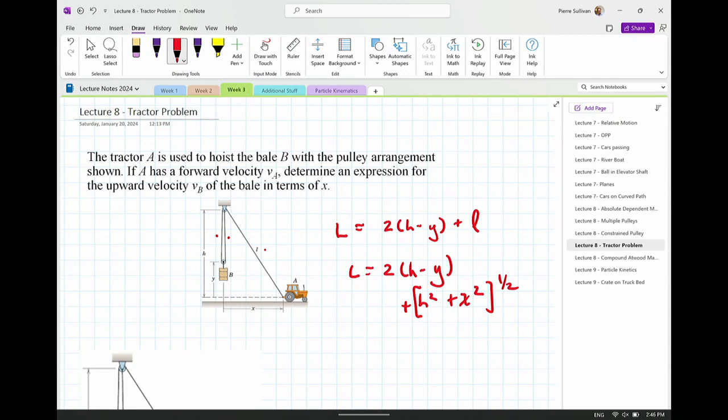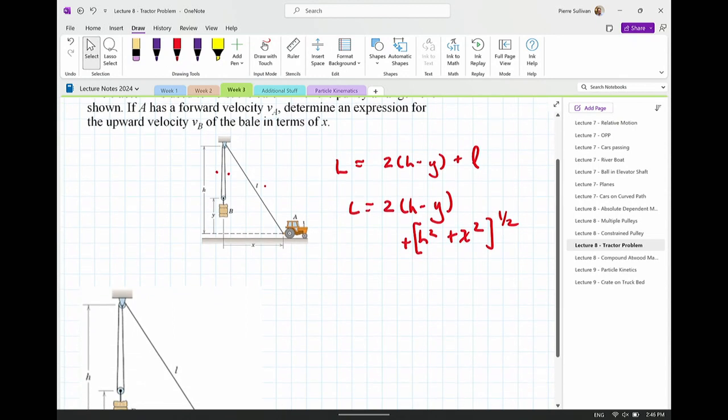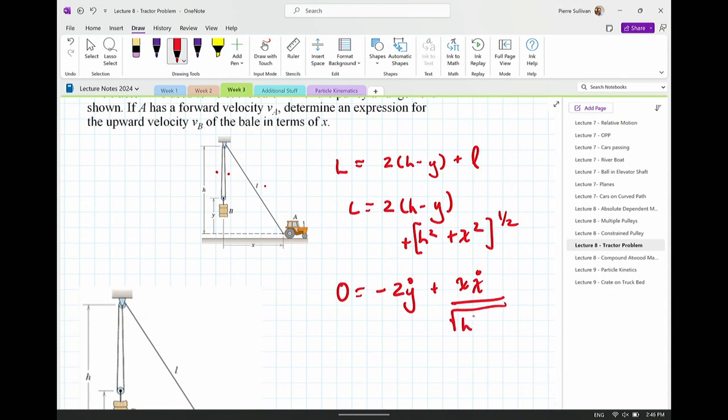So you can see where the problem is. The problem is that with this particular case, I'm going to have a derivative, and it'll end up being slightly more complex than the other derivatives I got in the previous example. So 0 is equal to minus 2 y dot plus x dot over (h squared plus x squared) to the 1/2. Yep, that's good.